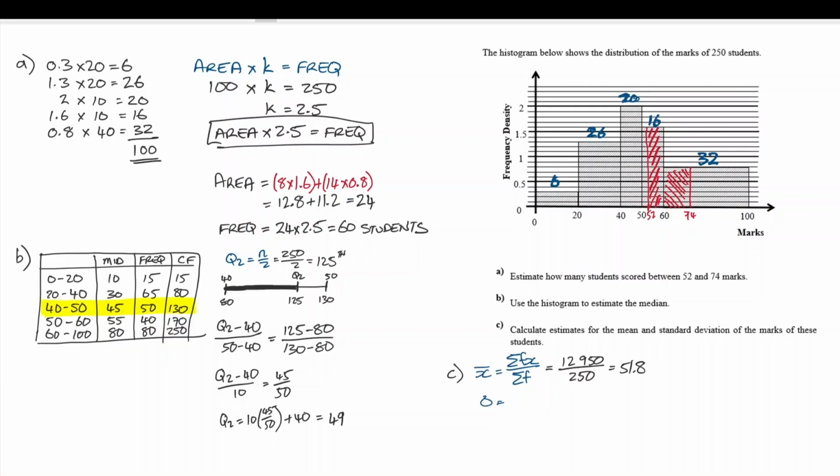The sum of fx divided by 250, 51.8. And the same for the standard deviation. The sum of fx squared, the sum of fx, and the sum of f are all right there on our calculator screen. So we can substitute these into the formula to ensure that we get our method mark. And here we get an answer of 22.2. All visible on the original summary screen.